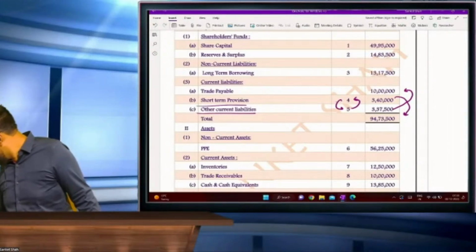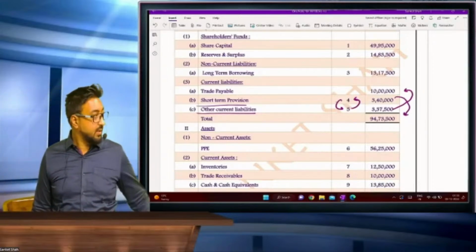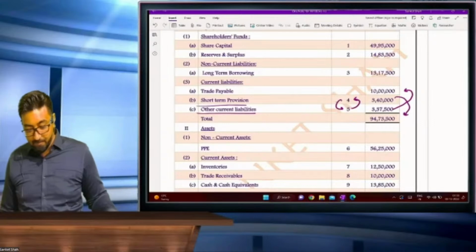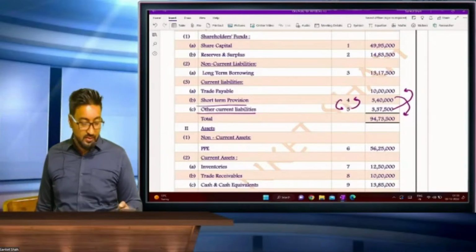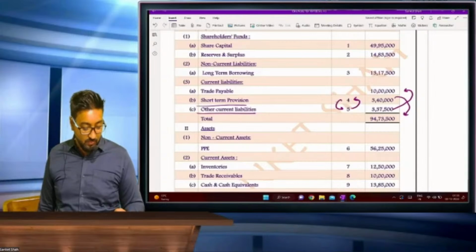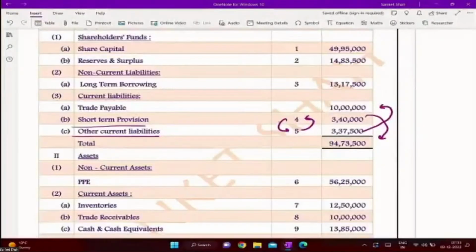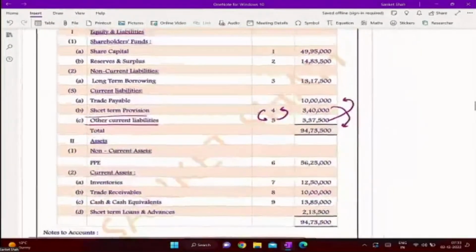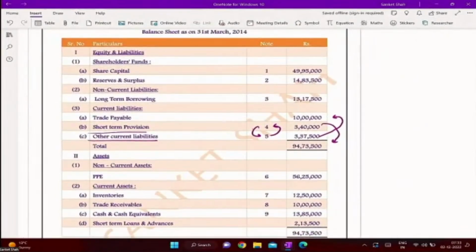beta, 94,73,500. It's a correct answer. 94,73,500. If you want to take screenshots, आप ले सकते हो. One more question you have to solve by your own. This is for your understanding, beta. Chalo. So take a screenshot if you want.